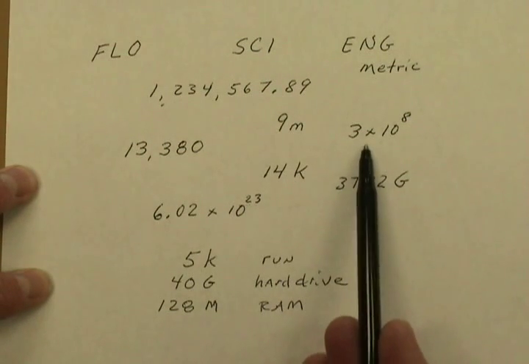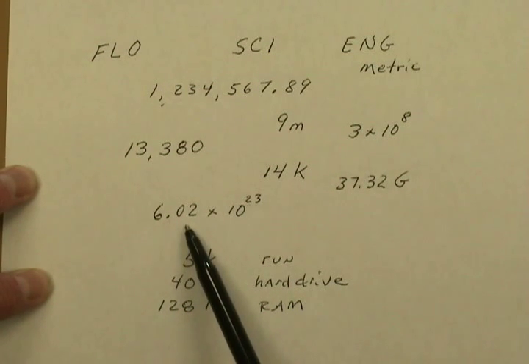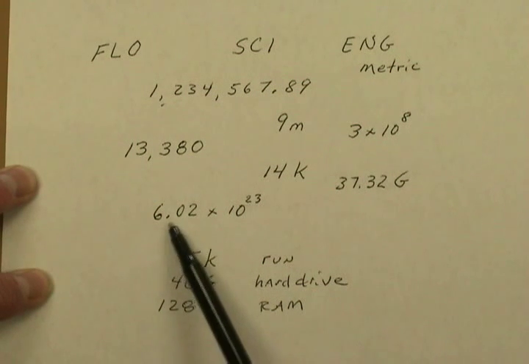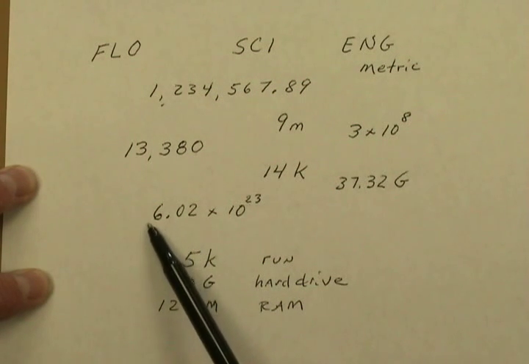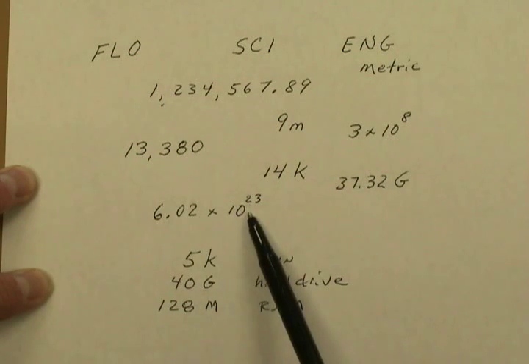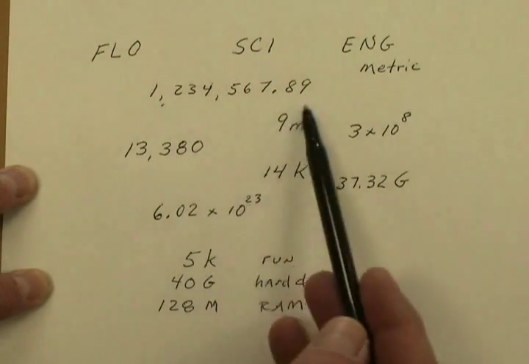Scientific notation looks like this: 3 times 10 to the 8th, or in this case 6.02 times 10 to the 23rd. Scientific notation always has one numeral to the left of a decimal point, and then whatever power of 10 is needed to get that number to equal what it would look like if it was written all the way out.